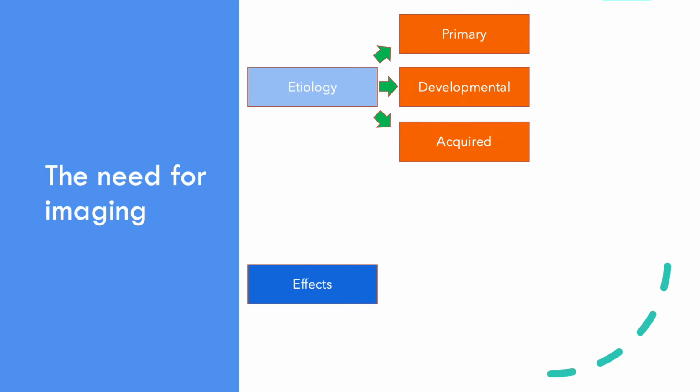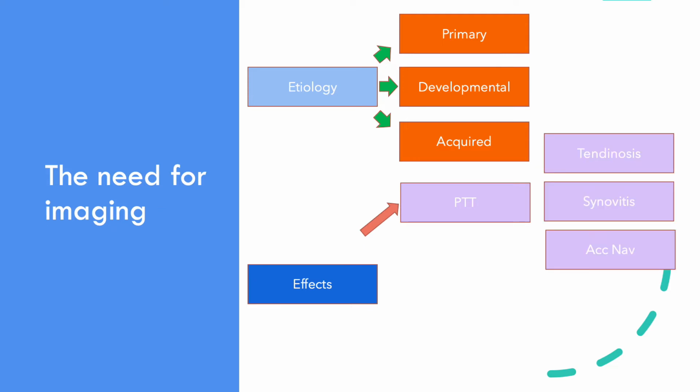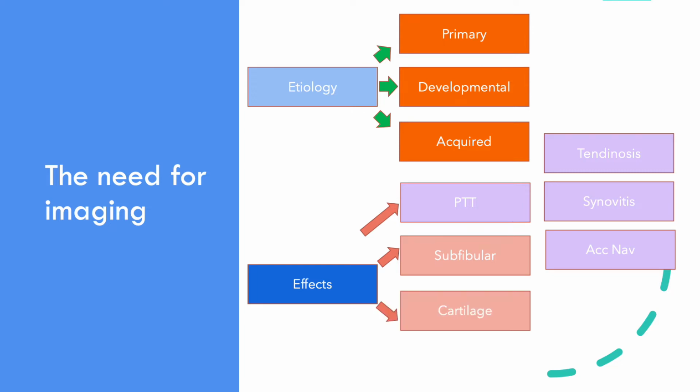The other thing we want to know is what are the effects of that flat foot? Is it on the posterior tibial tendon, in which case, is it tendinosis? Is it synovitis? Or is it an accessory navicular? Is there subfibular impingement? Do they present with lateral sided pain? Is it the cartilage, so is it a diffuse joint pain that is there? Or are there spurs that are impinging on other things? There's another thing that I haven't mentioned here, which is the element of subtalar instability, in which you start to see changes in the sinus tarsi.